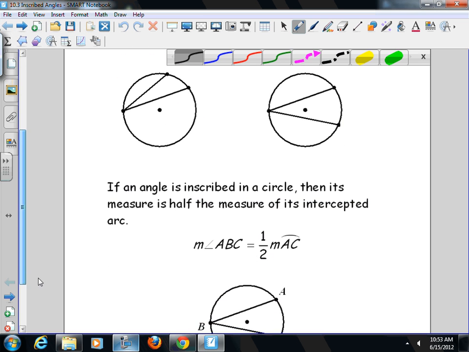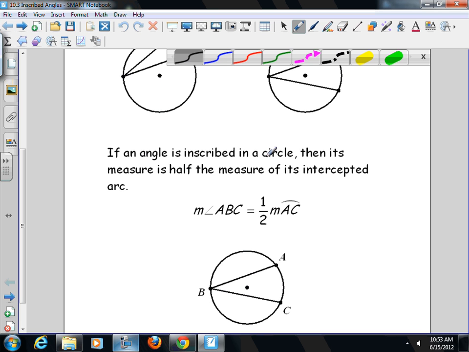If an angle is inscribed in a circle, then its measure is half the measure of its intercepted arc. So in other words, the measure of angle ABC is equal to 1/2 the measure of arc AC.